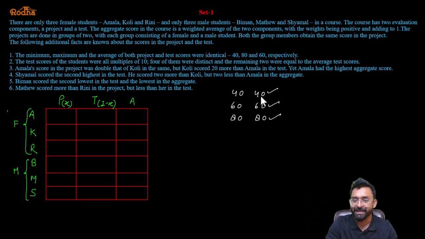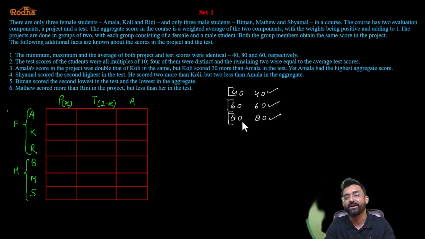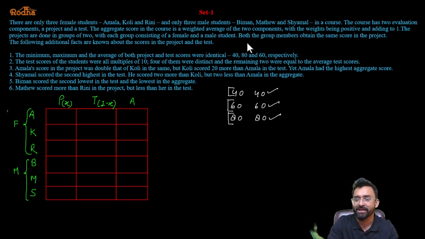So if someone has scored 40, someone 60, someone 80, then their partner's score must also be 40, because both have the same score. If someone's score is 60, then the partner's score will also be 60. If someone's score is 80, the partner's score will also be 80. So what I can conclude in the project is that the scores are 40 and 40, scores are 60 and 60. Two people must be scoring 60, the partners, and two people will be scoring 80. That's for the project that we have to keep in mind.